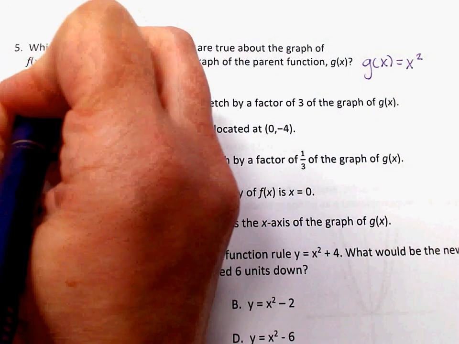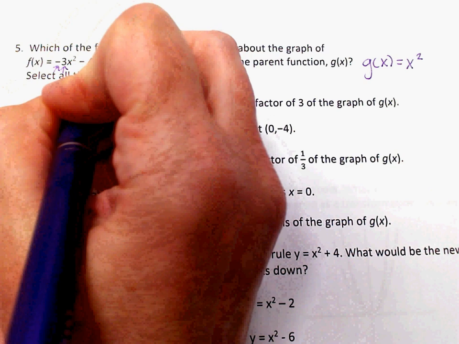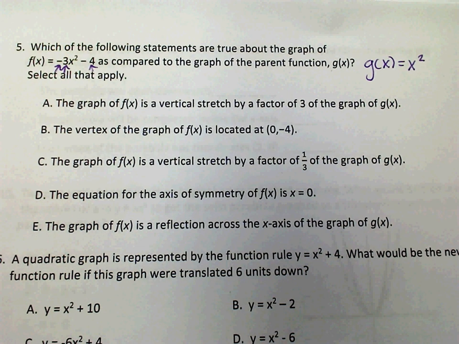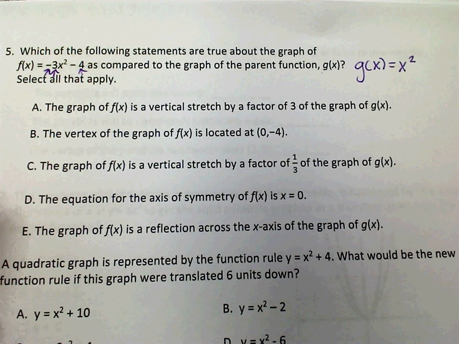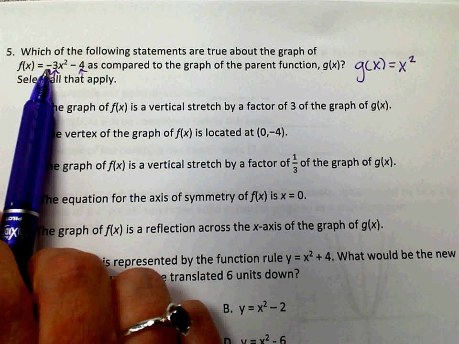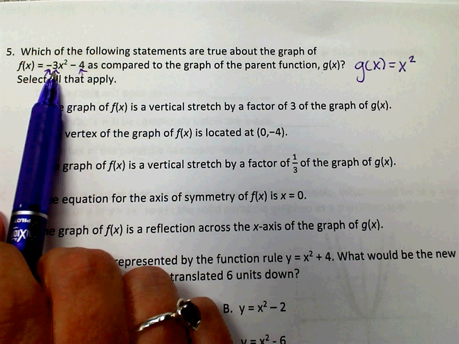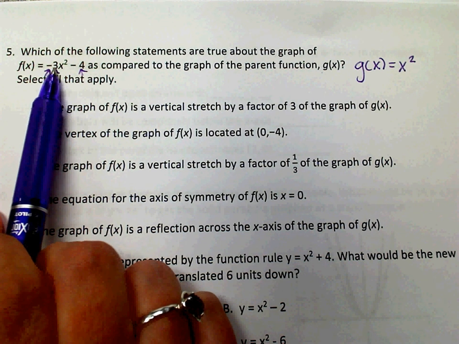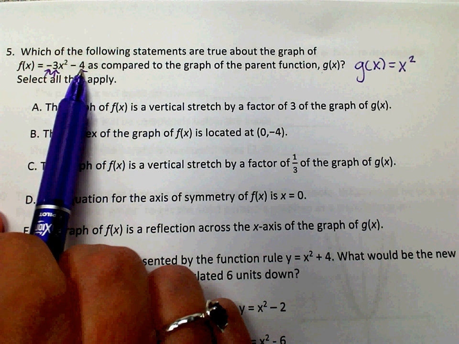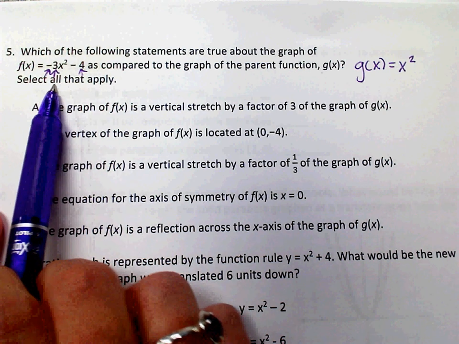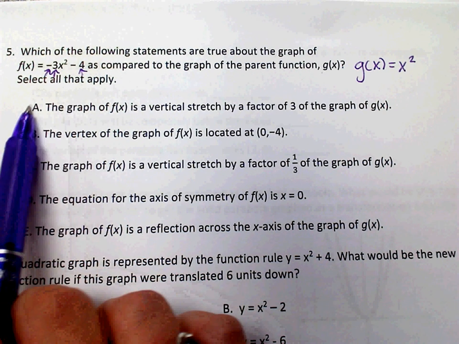So we want to know what's different. And you'll notice that you have a negative, you have a 3, and then you have a minus 4. All three of those do something to the graph. So let's go down the line and see what happens. The first one, the negative, reflects it over the x-axis. The 3, because it's bigger than 1, makes the graph stretch, or a bit narrow. And the minus 4 makes the graph translate down 4.